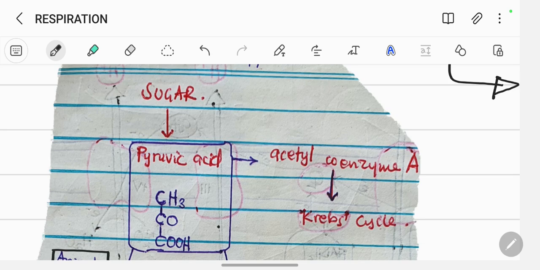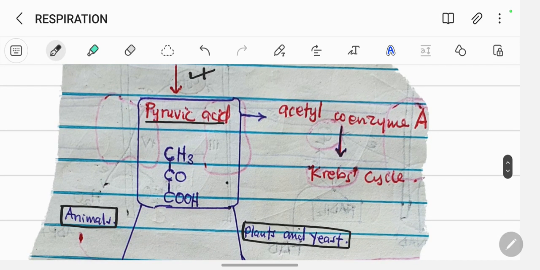glycolysis. Our glycolysis doesn't require oxygen. Even in our difference, we stated that glycolysis and Krebs. This glycolysis doesn't require oxygen. So glycolysis is going to take place and we end up with pyruvic acid. Now, this is our pyruvic acid or the pyruvate. The structure we now know.